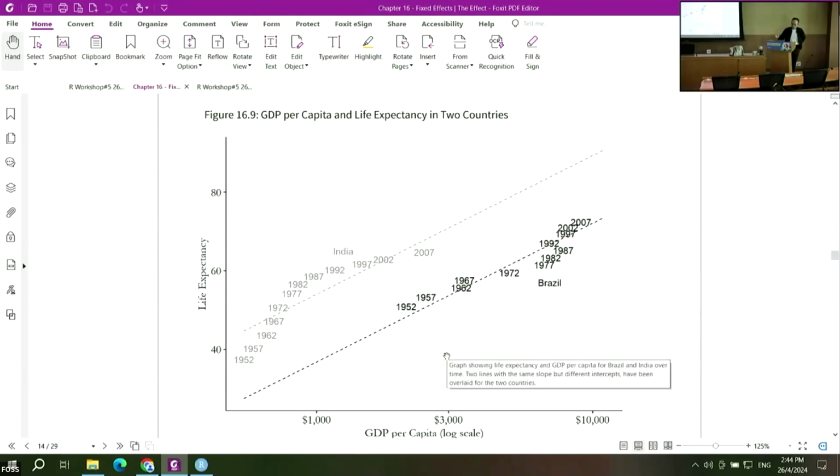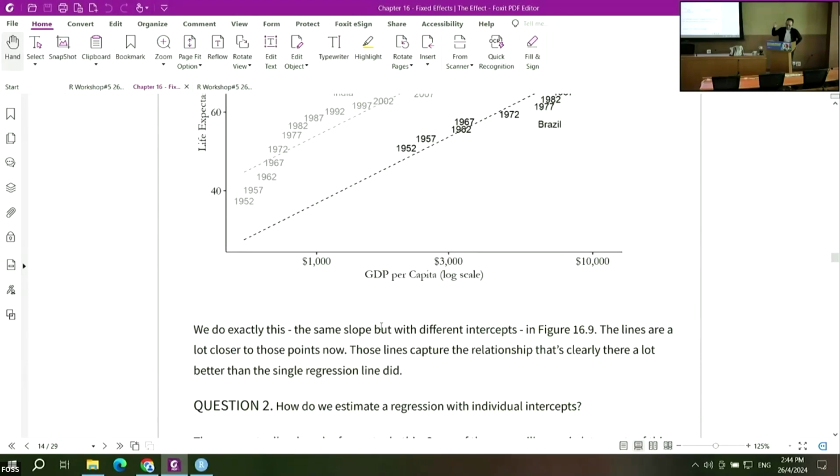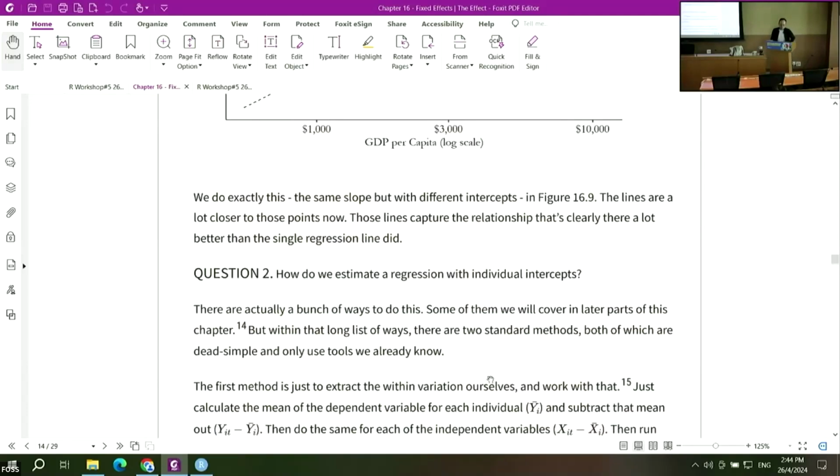So to look at it more closely, to connect the dots, we can have the same slope but with different intercepts. This is what we're trying to say. And then the lines are a lot closer to the points now. These lines capture the relationship that's clearly there a lot better than the single regression line itself.